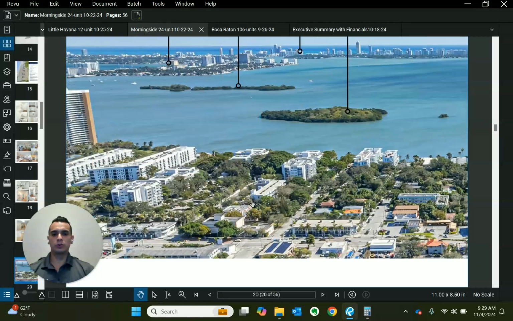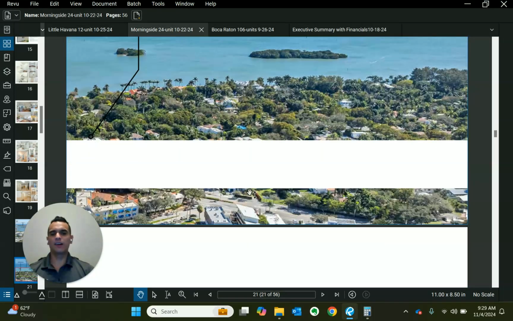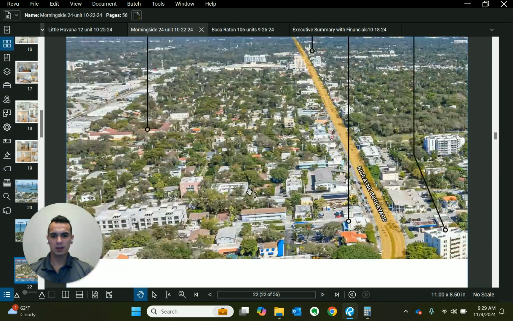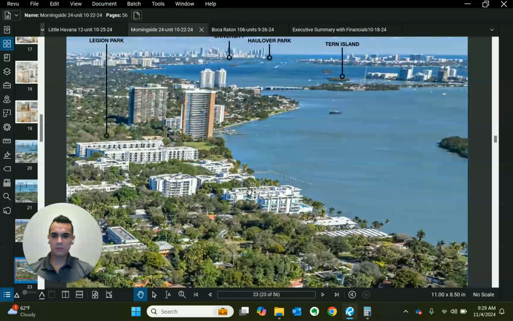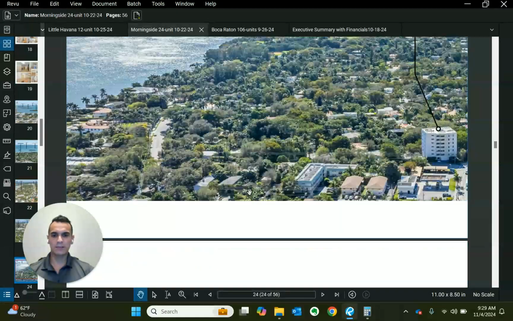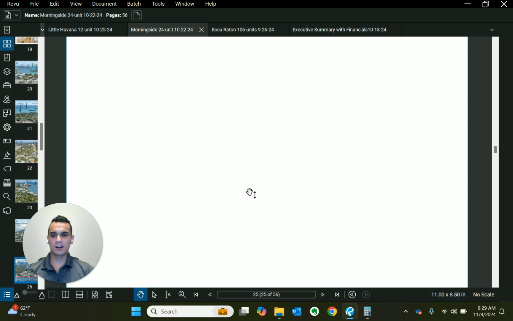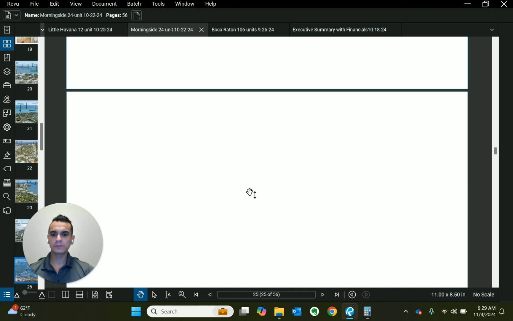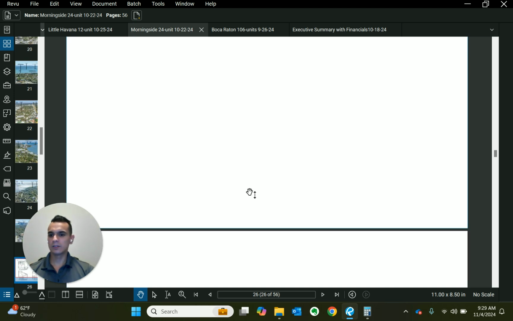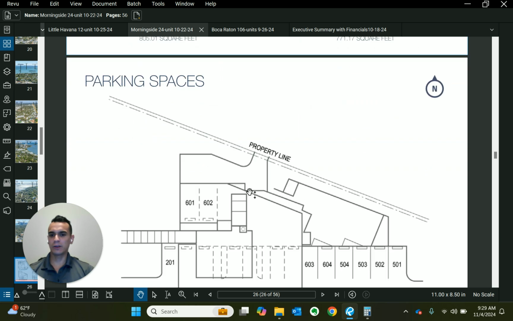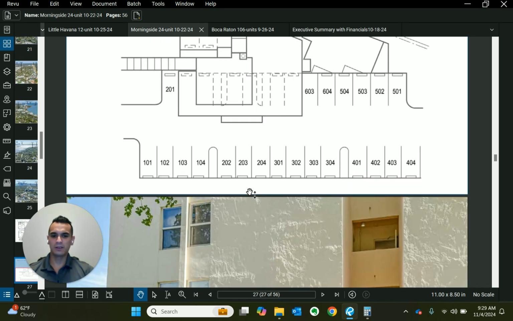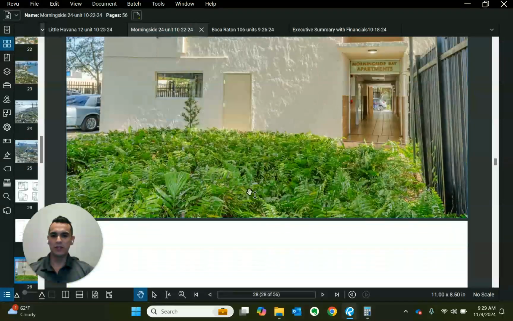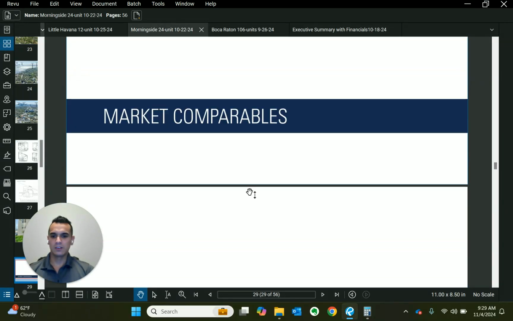And then now we're on to some more photos. Again, I kind of brush through these photos. You can look at them as you're getting more serious about a deal, but they don't give you a ton of information. So yeah, as you can see, we've got property information, some more pictures.